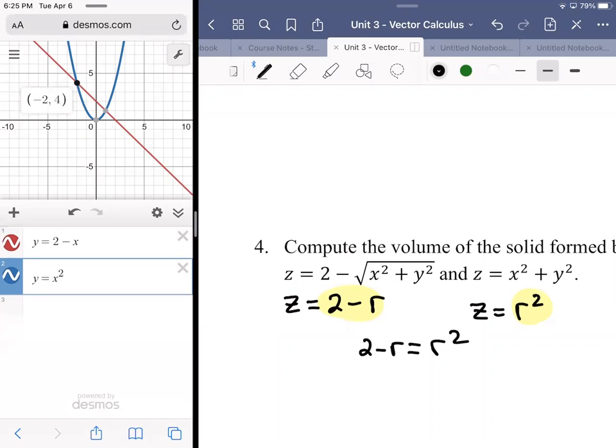Find the intersection, in this case in terms of x. So in terms of x, and so we'd have r equals negative 2 and 1. And you could just do a quick double check. If you plug in a negative 2 for r here, you get a 4. If you plug it in for r here, you get a 4. If you plug in a 1 for r here, you get a 1. If you plug a 1 for r here, you get a 1.